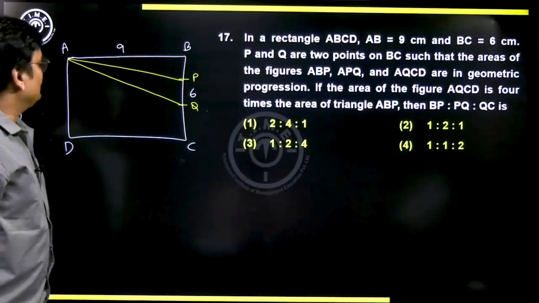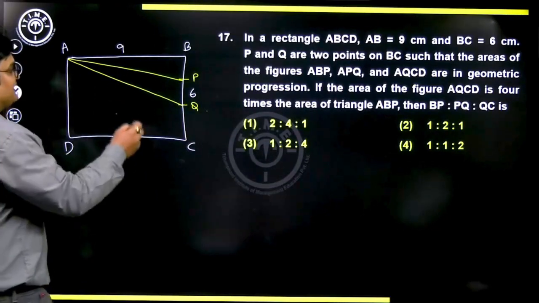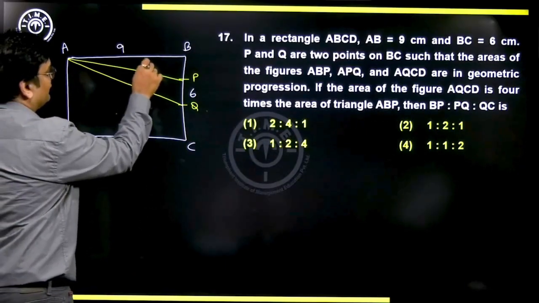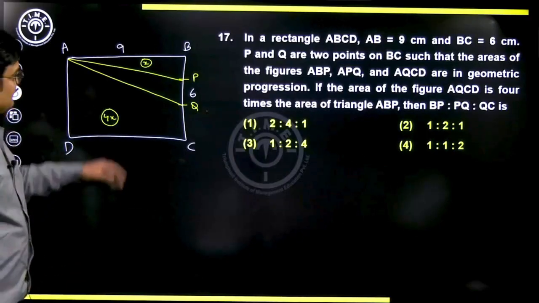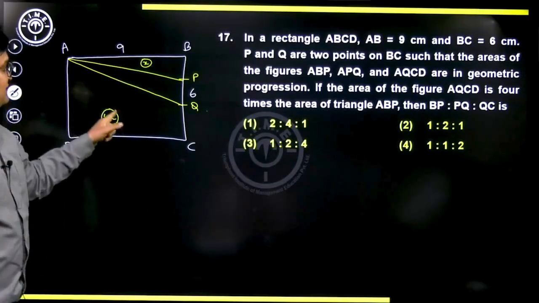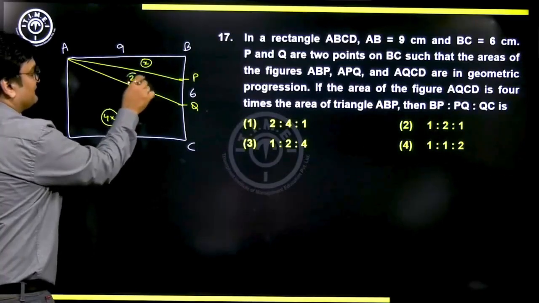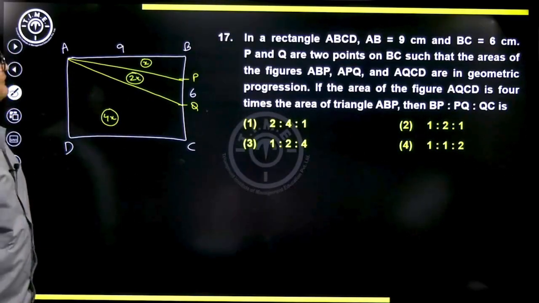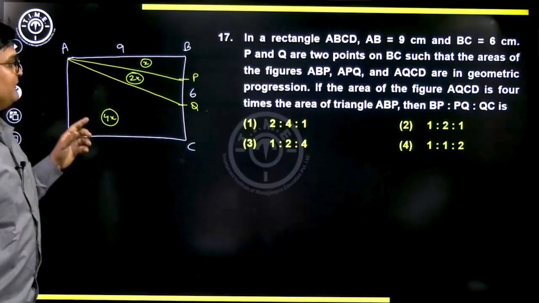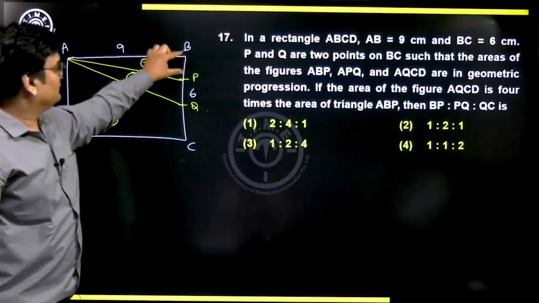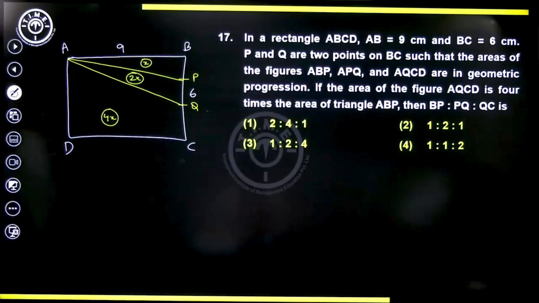If the area of AQCD is 4 times the area of ABP, so for example, if I take ABP as some x square units, this is going to be 4x square units. And since they are in GP, if this is x, this is 4x, can I say the middle number will be 2x square units. Then BP is to PQ is to QC, how much will be the value?